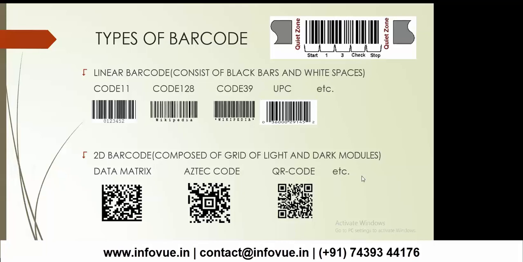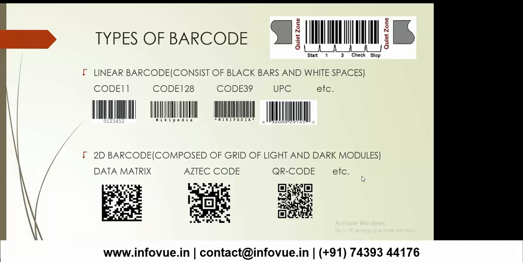The main barcode we use right now for any product, like on Flipkart or any items, is the UPC barcode. In 2D barcodes, there are Data Matrix, Aztec codes, and QR code. QR code, the quick response code, is nowadays very popular.